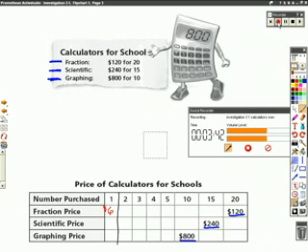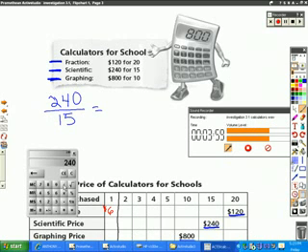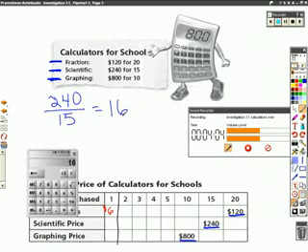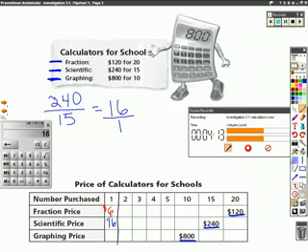Okay, so now that you guys had a chance to do that, let's look to see how you guys did it. For the scientific, if you do 240 divided by 15, we'll pull out a calculator. You guys can check to see if you guys got this right. That equals 16. Now, remember, that is the price for 1. So, for the scientific, it's $16 for 1.